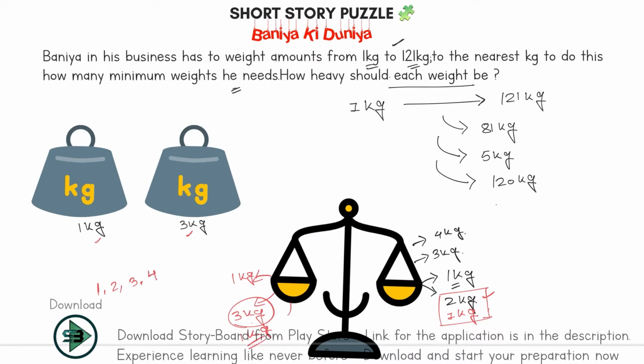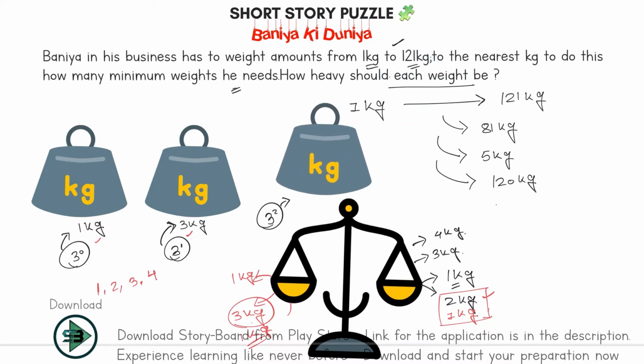What next? Now I want to measure 5 kg, 6 kg, 7 kg and so on. Which weight will I take next? If you can see, there is a pattern here. This was 3 raised to 0, which is 1 kg, and this is 3 raised to 1, which is 3 kg. Next will be 3 raised to 2, that is 9 kg. If you always take weights with this pattern, it will be followed.